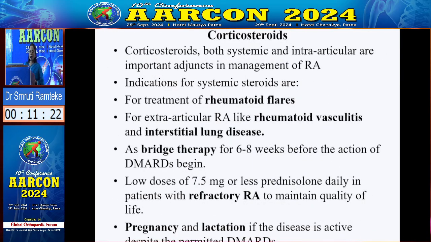Corticosteroids, though a lot of stigma is associated with them, we use them in rheumatoid flares, in patients who have rheumatoid vasculitis, interstitial lung disease. They are also used as a bridge therapy, because whenever we are initiating DMARDs, it takes some time to act, and so in the initial part of the treatment, we might use it. And low dose corticosteroids may be used in patients who are refractory, and in pregnancy and lactation the steroids can be used safely.